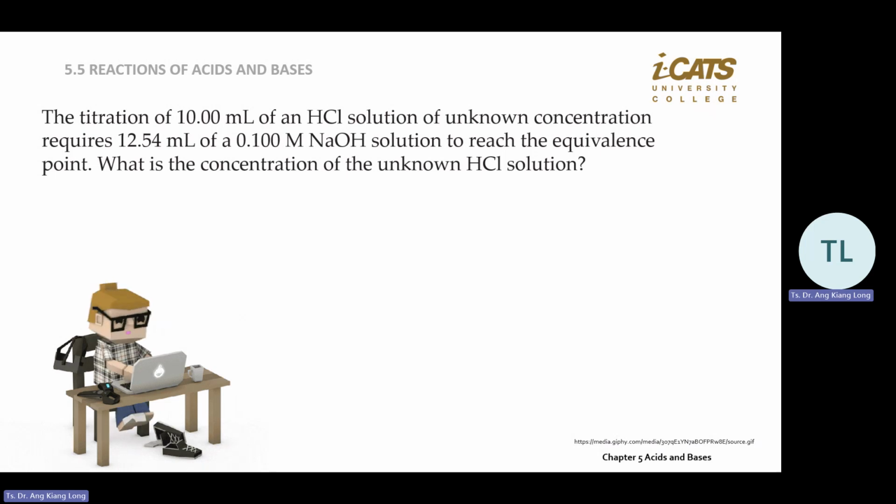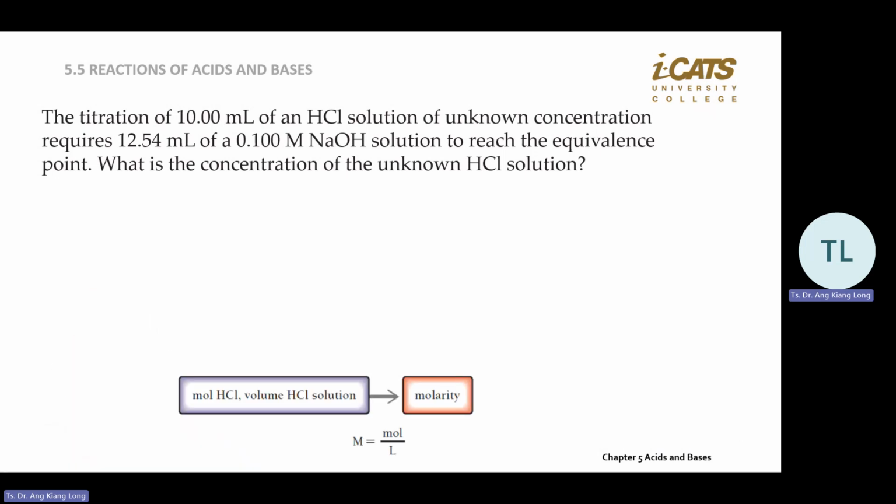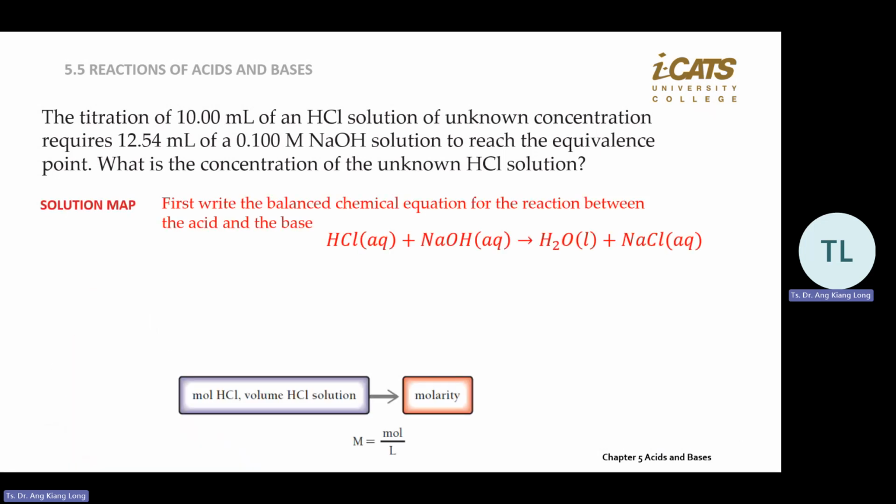OH negative concentration equal to H plus. So if you look at my slides, you see how we solve. First, you write the skeleton equation. You know that you're given HCl and NaOH. Now memorize three types of acid and three types of alkali, the common ones.